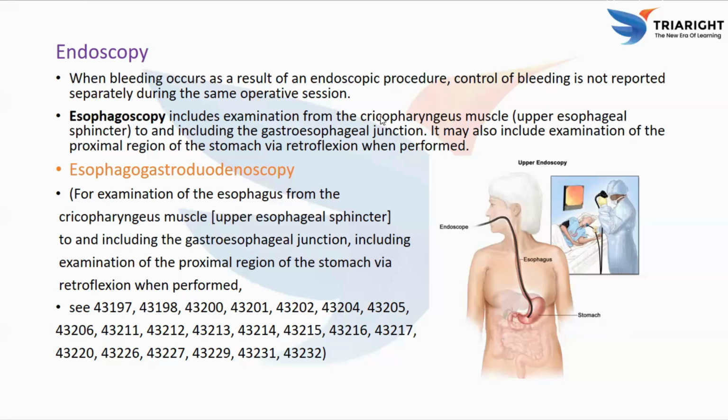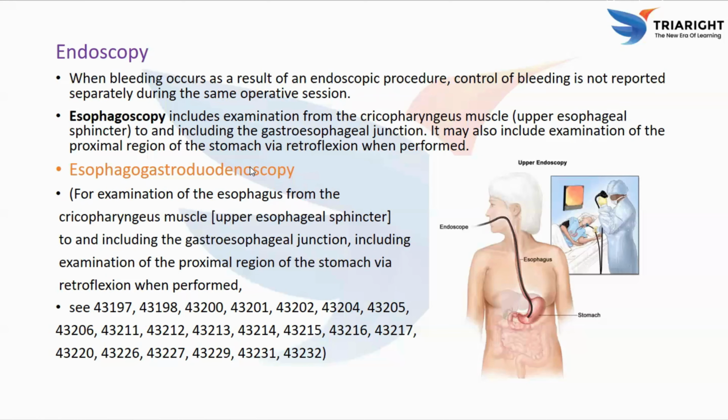Seeing part of the stomach does not automatically make it an esophagoscopy. Retroflexion is an important concept here. It means the endoscopic tip is turned backward inside the stomach. It allows the visualization of the cardia and fundus, which are parts of the stomach, and also the gastroesophageal junction from below.